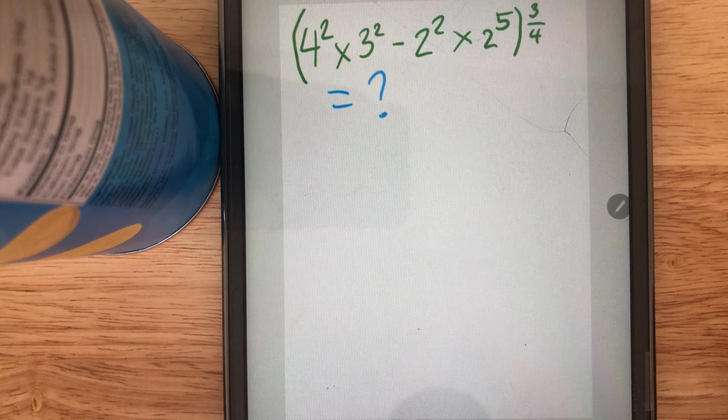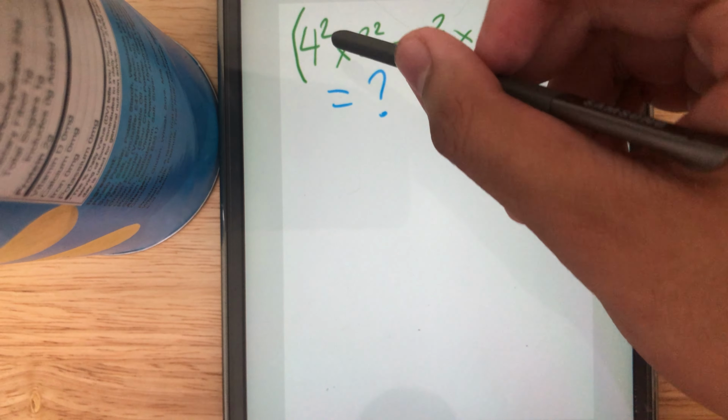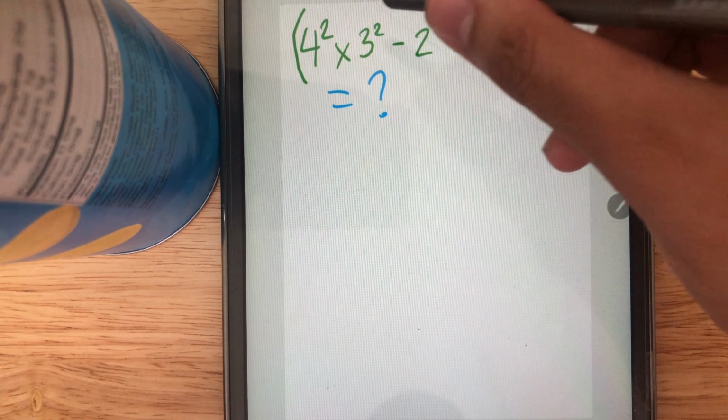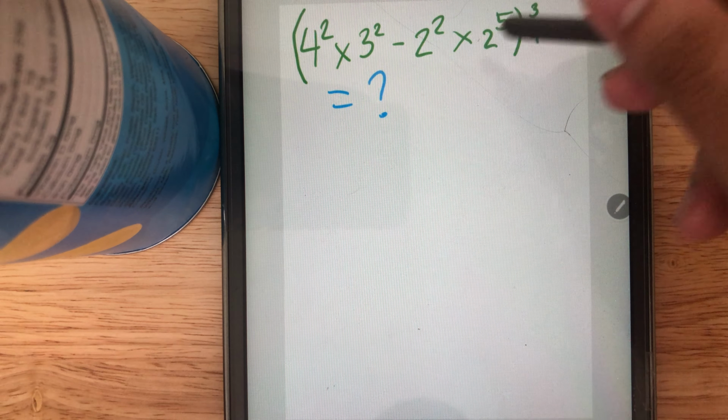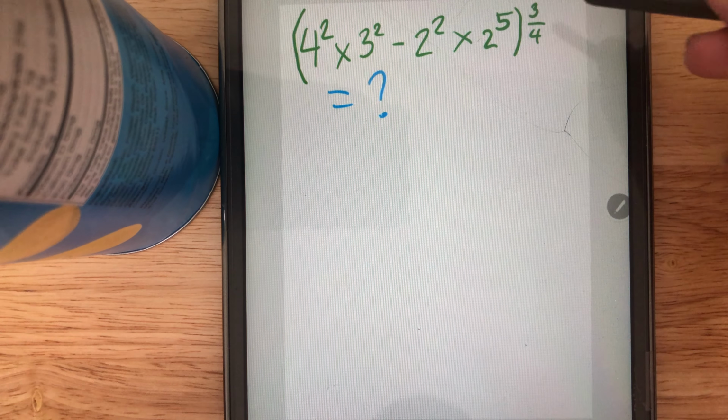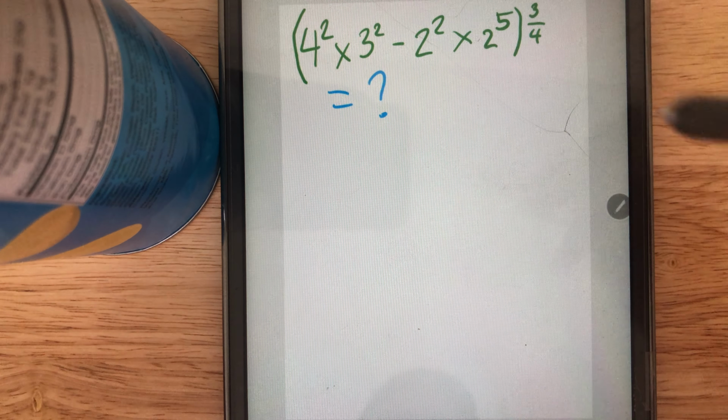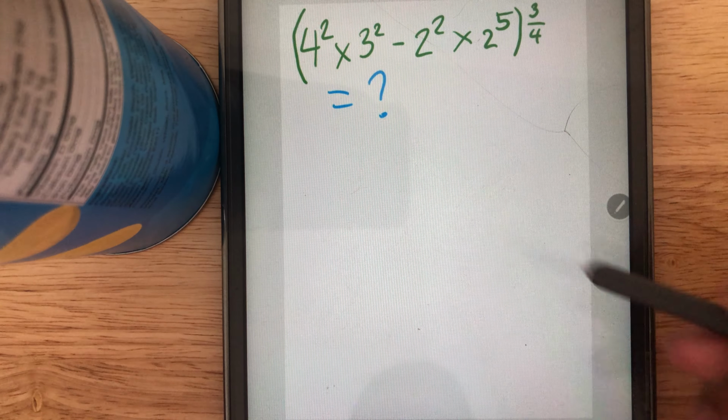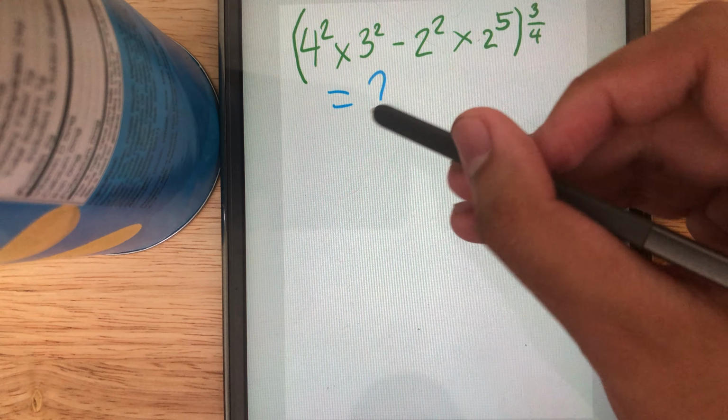In this video, we have to simplify this given equation: (4 squared times 3 squared minus 2 squared times 2 power 5) all power 3/4. Let's recap the power of a product rule.